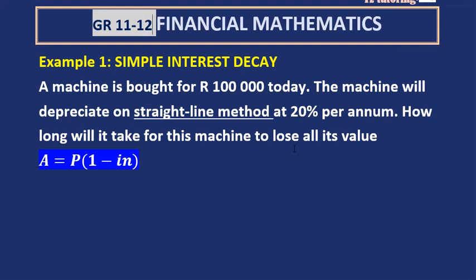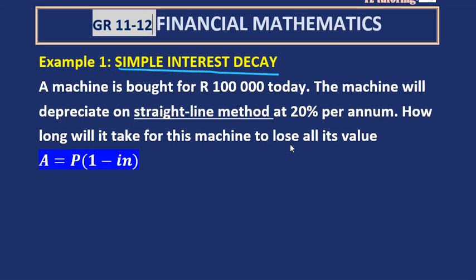Alright, in grade 11 we also deal with decay or decline. So let's take a look at the scenario. A machine is bought for 100,000 today. The machine will depreciate on a straight line method. That's how we knew that it was a simple interest decay question, because the depreciation is on a straight line method at 20% per annum. How long will it take for this machine to lose all its value?